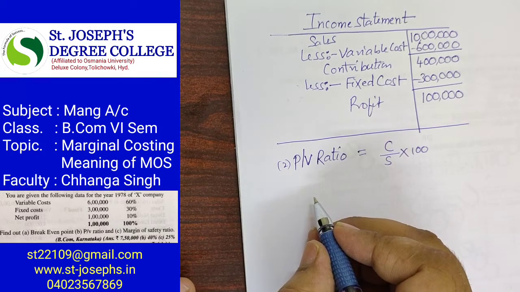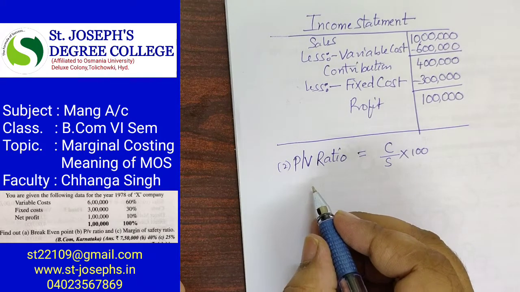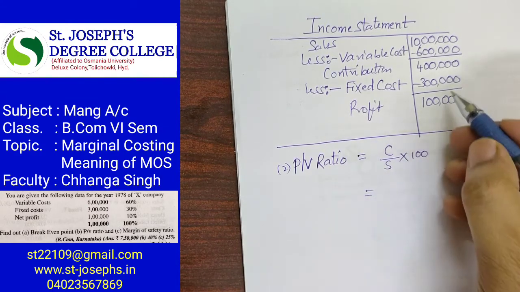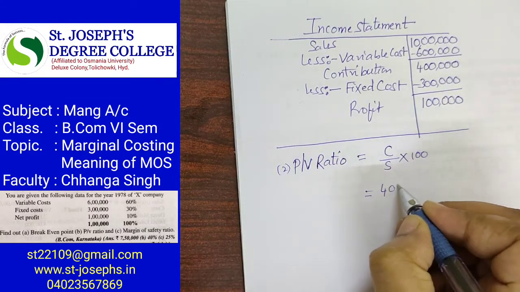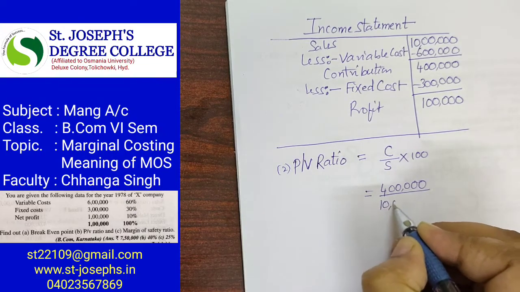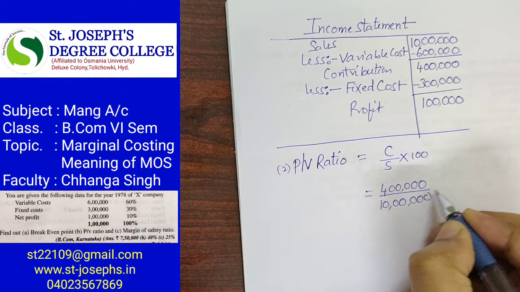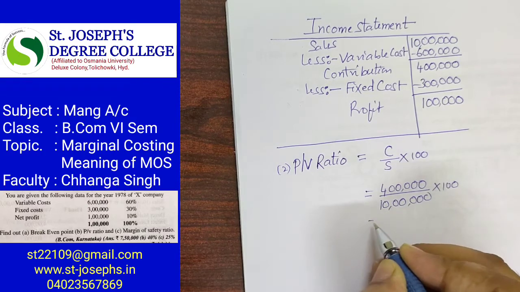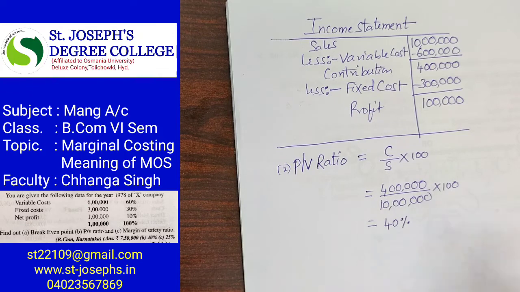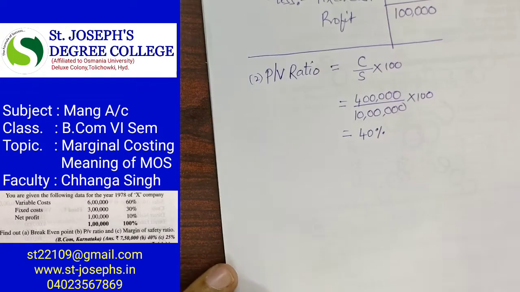It's going to be easy for you if you solve the PV ratio first. Contribution is 4 lakh rupees, sales 10 lakh rupees, into 100. It is 40%. Now PV ratio is 40%.